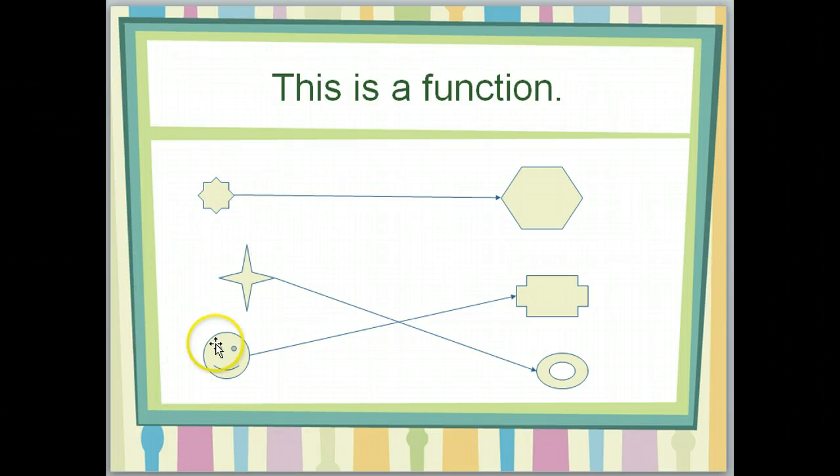The first set on the left is the domain, and each element in that set goes to exactly one element in the second set, which is on the right. So the right side is the range. This is another function. The first set, the domain on the left, goes to exactly one element of the range on the right. Now notice that the little star and the happy face both go to the same element, the donut. That's okay. As long as they just go to one thing, they can go to the same thing.